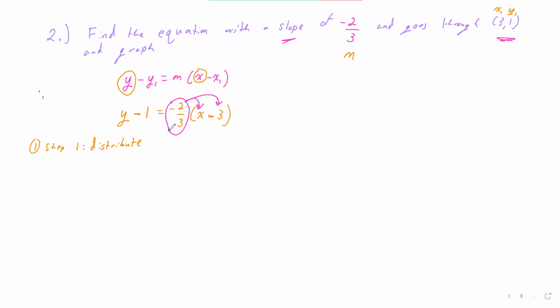Multiplying. So I'm going to distribute that negative 2/3 in. I'm going to drop down the y minus 1 for now. A number next to a number multiplied to a letter, I cannot do anything with it, so I'm just going to write it as is. So it just stays negative 2/3 x. And then what is negative 2/3 times negative 3? Positive 2. Two negatives make a positive.